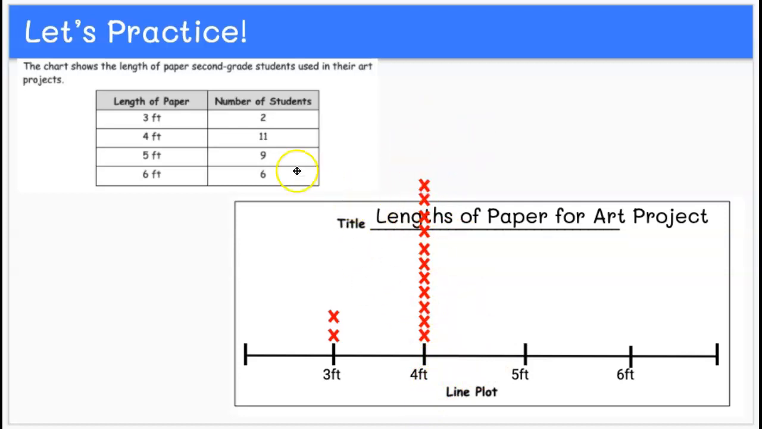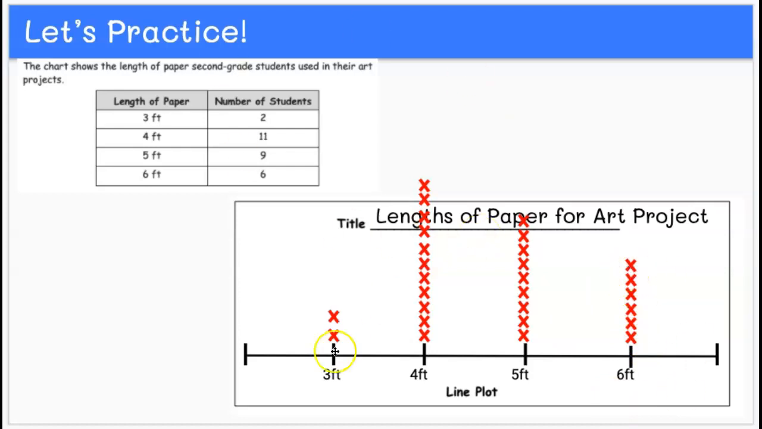All right, our next one is 9. So I'm going to put 9 X's by 5 feet. 1, 2, 3, 4, 5, 6, 7, 8, 9. And lastly, 6 students used 6-foot paper, so I'm going to put 6 X's by 6 feet. So there we go. I drew 6 X's by 6 feet. 1, 2, 3, 4, 5, 6.